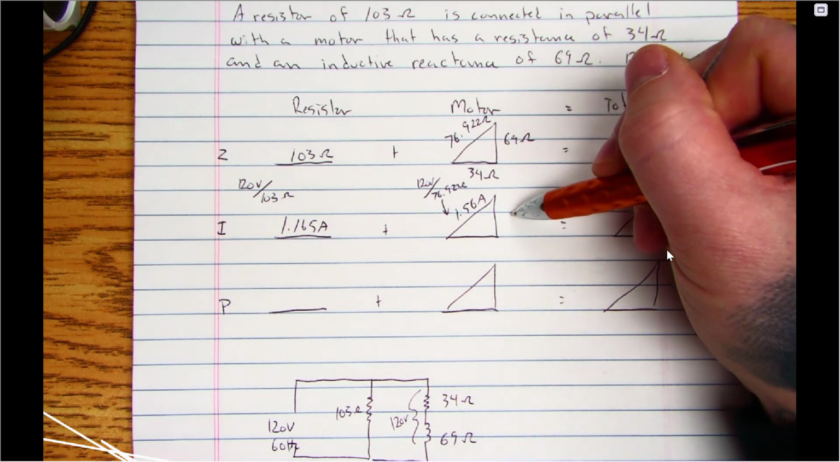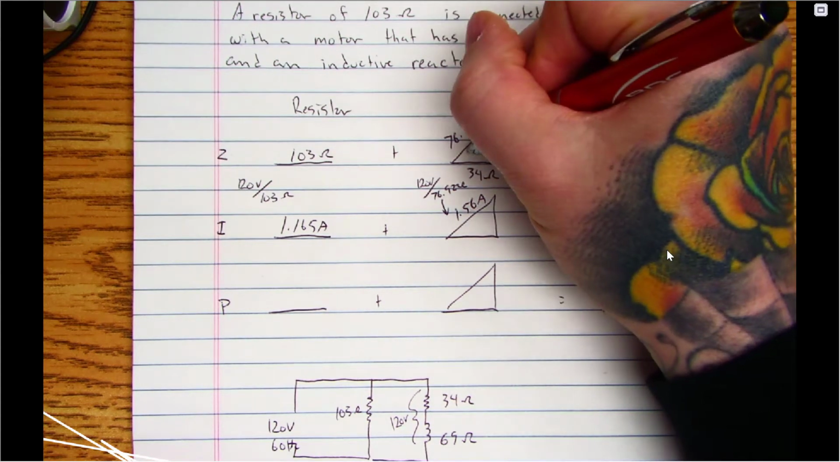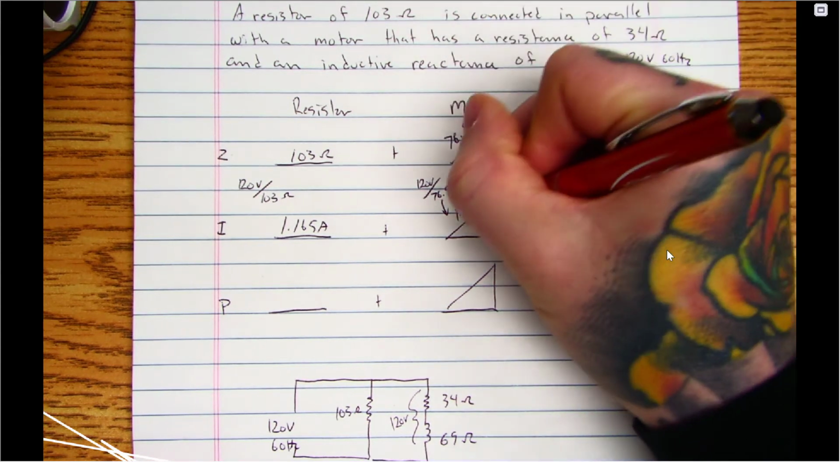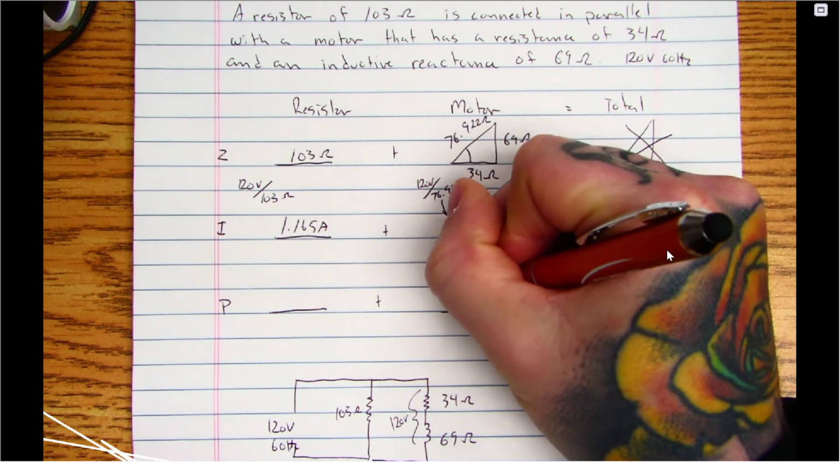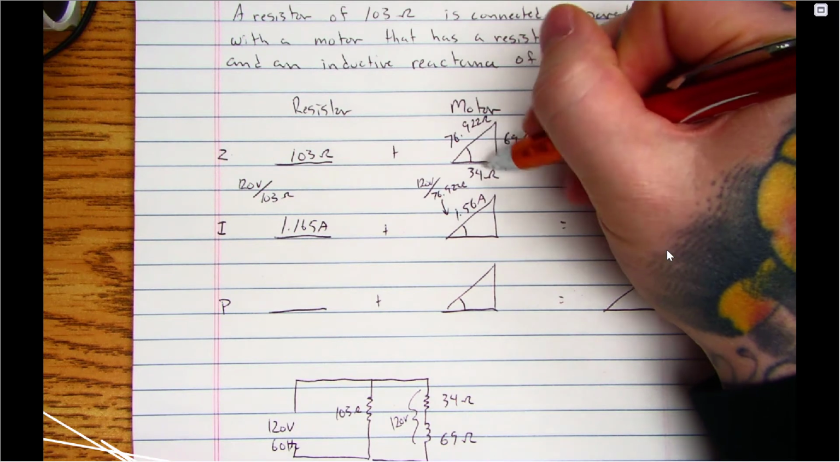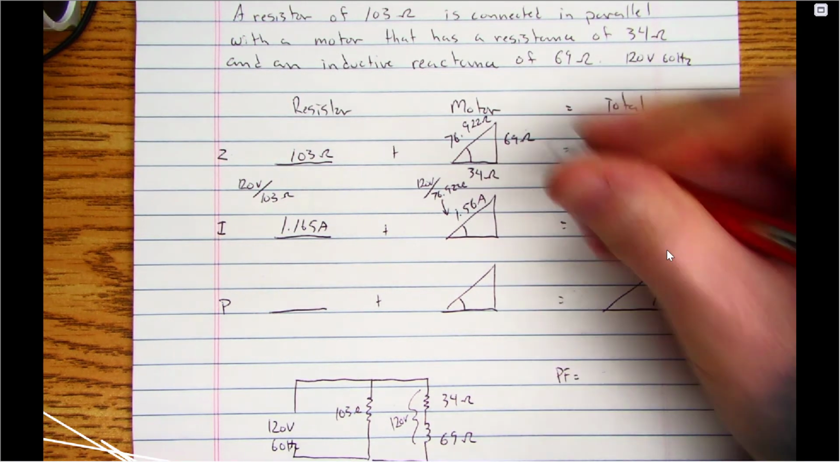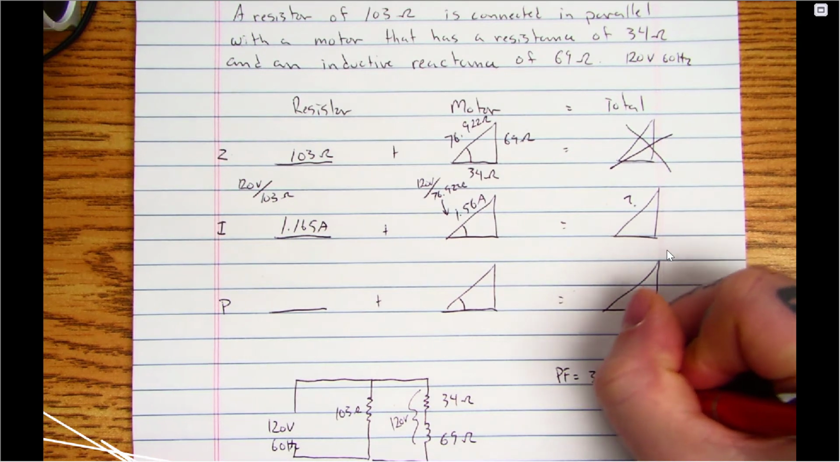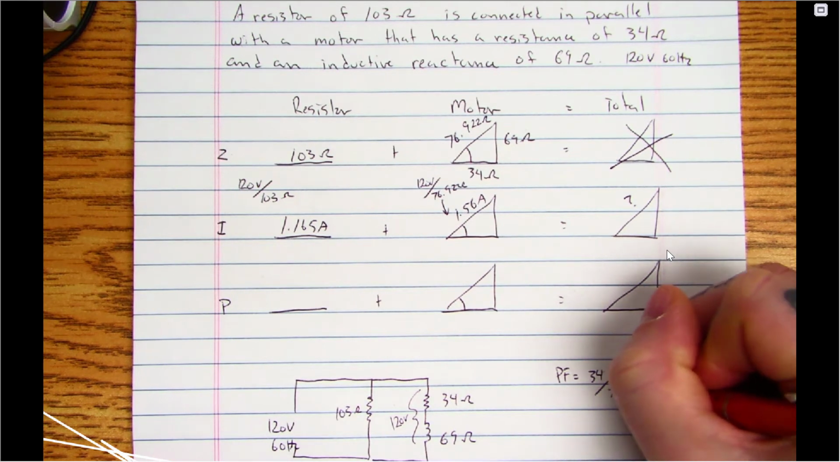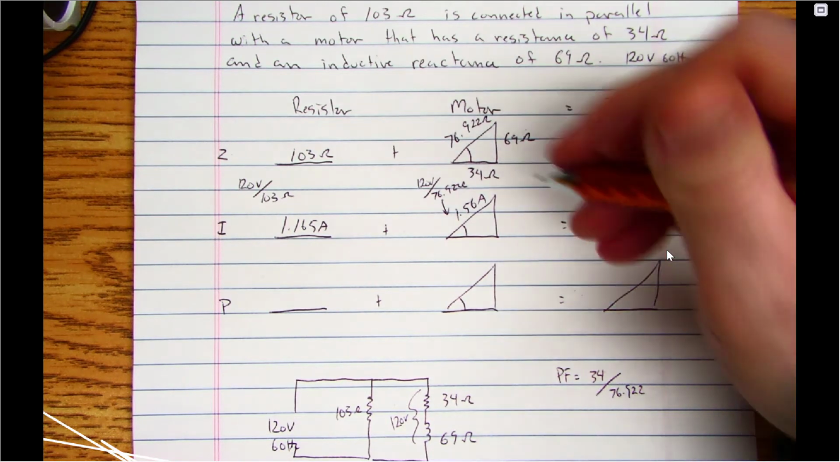So to find this side, or this side, I'm going to have to use the power factor. So the power factor for the motor exists in all of these triangles. So you can find it in any one of these. This is the only one we can find it in. So if I take my power factor in this triangle, I'm going to go 34 divided by 76.922, and I'll get a power factor of 0.442.